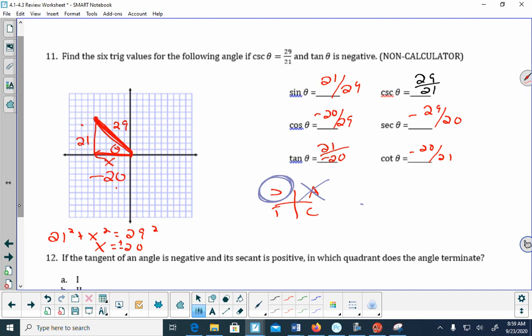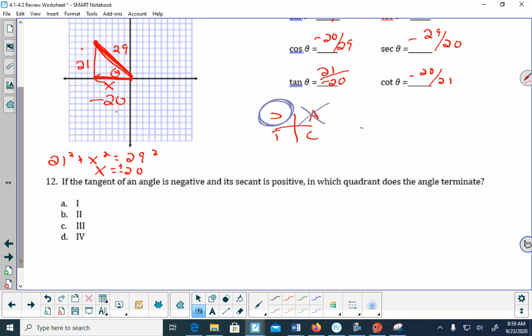And then the last couple on the review worksheets, and we'll have these on the test, are questions that are similar to what you would see on a standardized test dealing with what we've been talking about. So if the tangent of an angle is negative and its secant is positive, in which quadrant does the angle terminate?